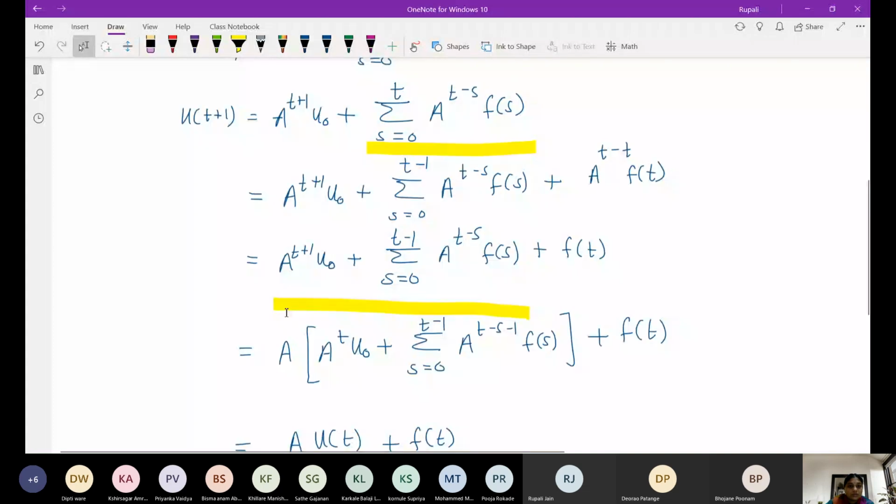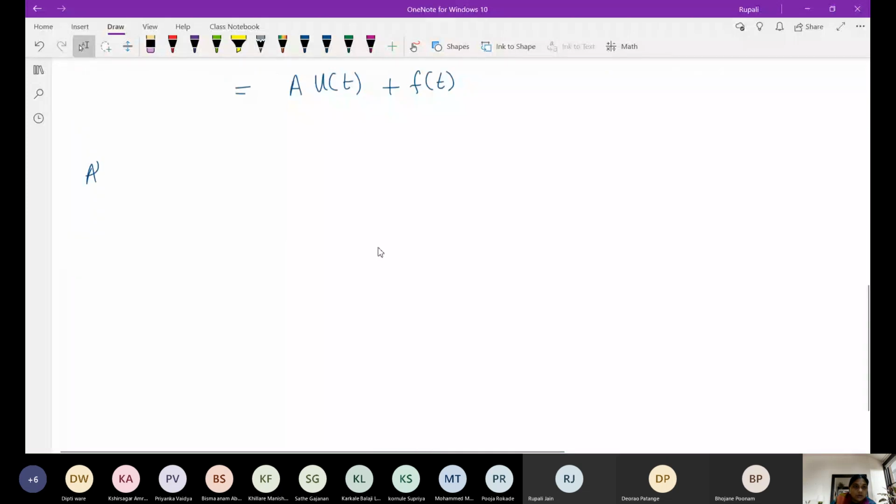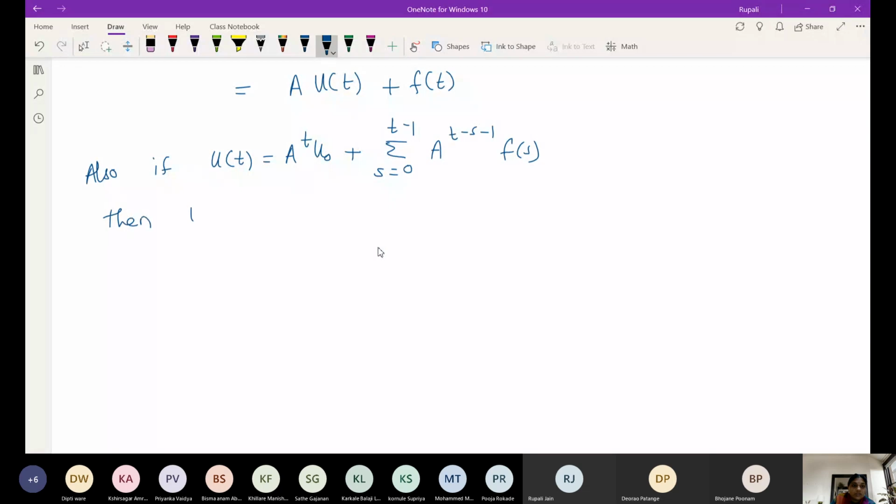So the value of u of t given by 2 satisfies equation 1. Also, I want to show what u at 0 is. If u at t is equal to a raised to t u0 plus summation s is equal to 0 to t minus 1 a raised to t minus s minus 1 f of s, then what is u at 0?